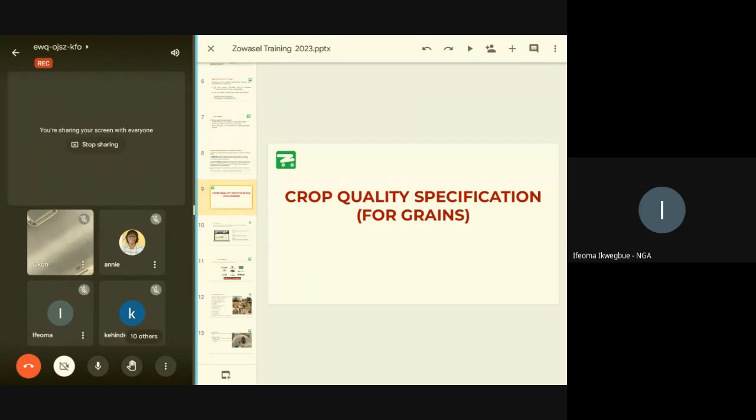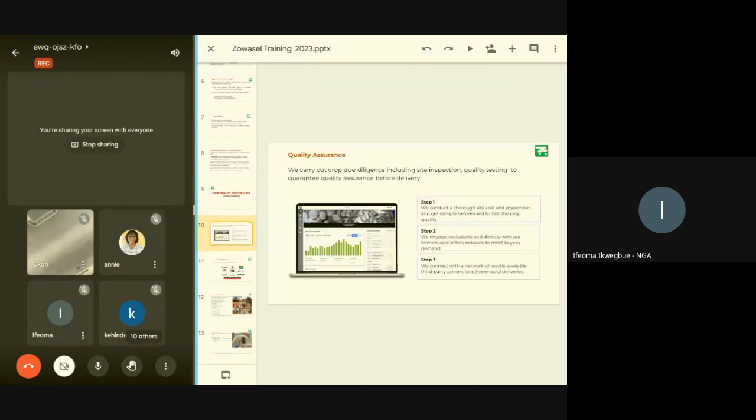Now, on the quality standard specification for grains, it's important to carry out due diligence when sourcing commodities, testing for quality before delivery. So, looking out for the types and varieties of the crop that is to be supplied, and looking at the moisture content and all that.